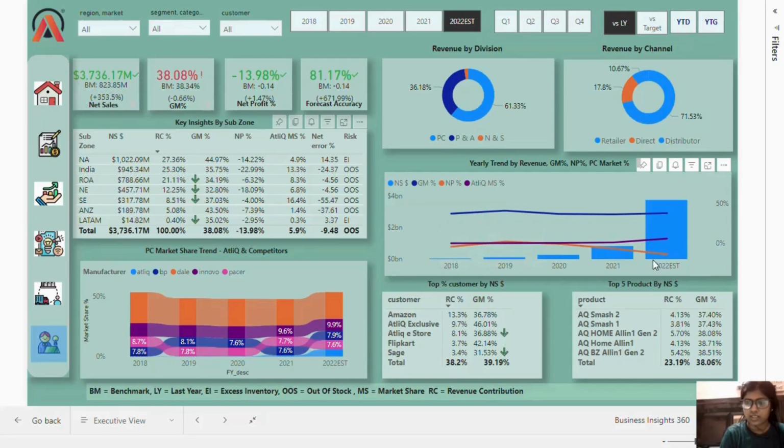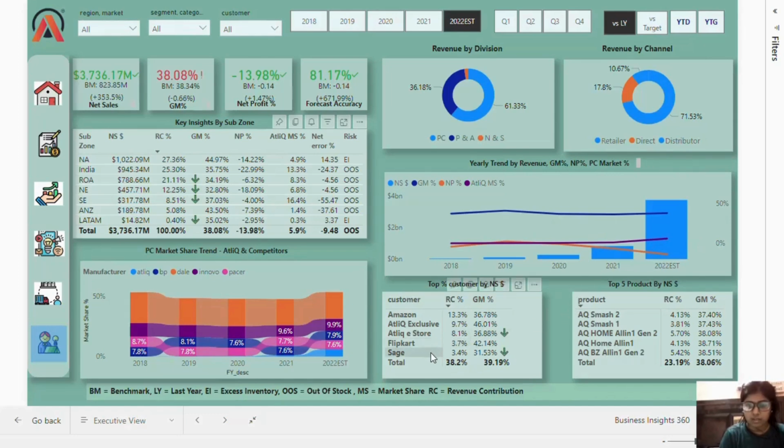So in the year 2022, we can see that the net profit is very low, but at the same time, market share is growing tremendously. So this is good in the initial year of its establishment. So once they capture the market, they can easily cut down their cost.